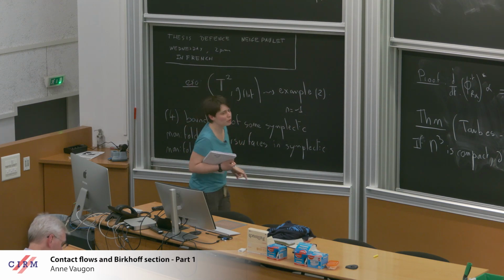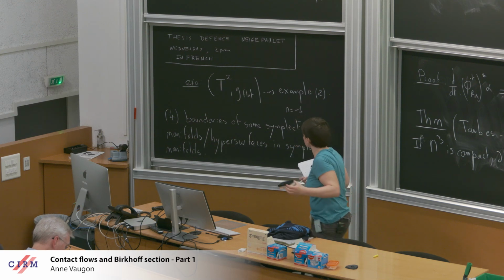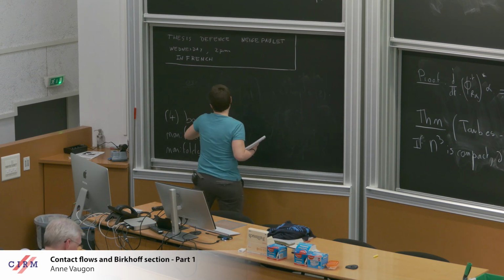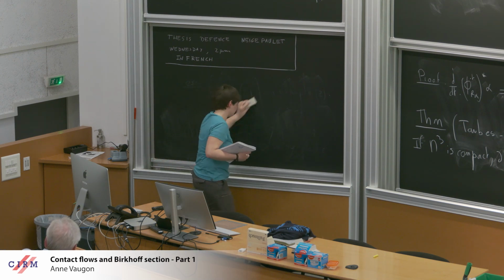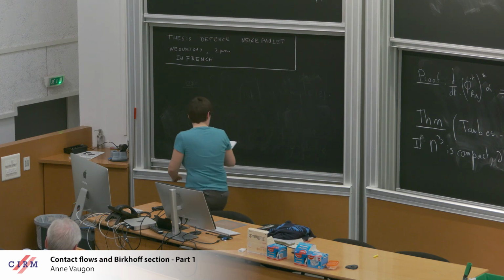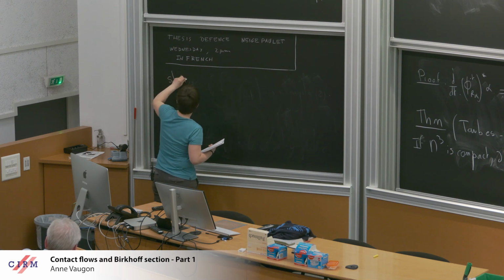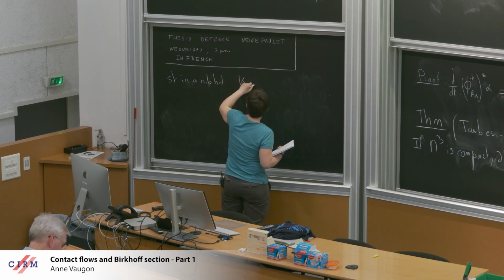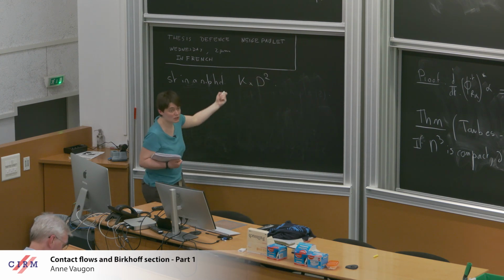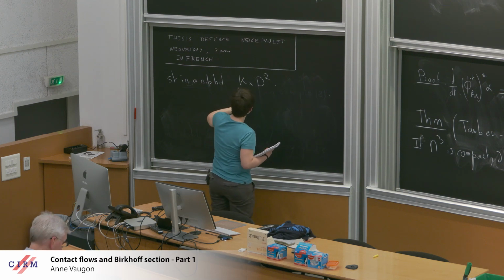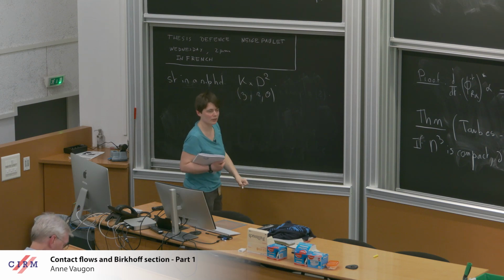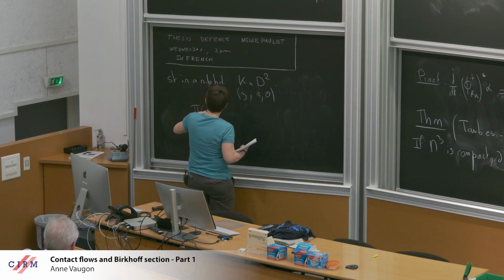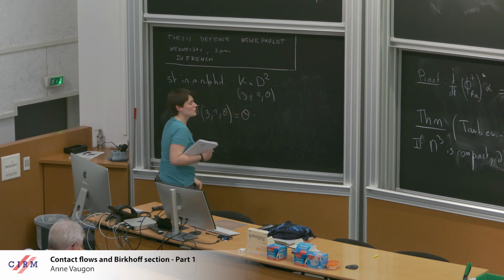And I'm asking for a specific behavior near K. So I pick a neighborhood of K, which is a disk neighborhood of K. I will consider coordinate Z and cylindrical coordinates R, theta in my disk. So I want pi of Z, R, theta to be equal to theta. Locally.